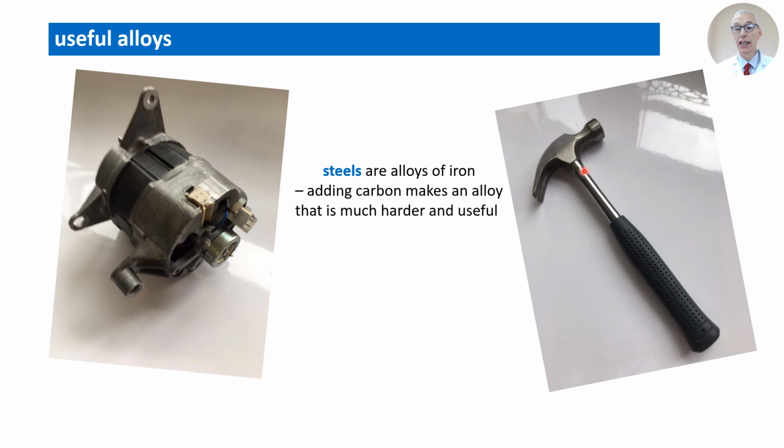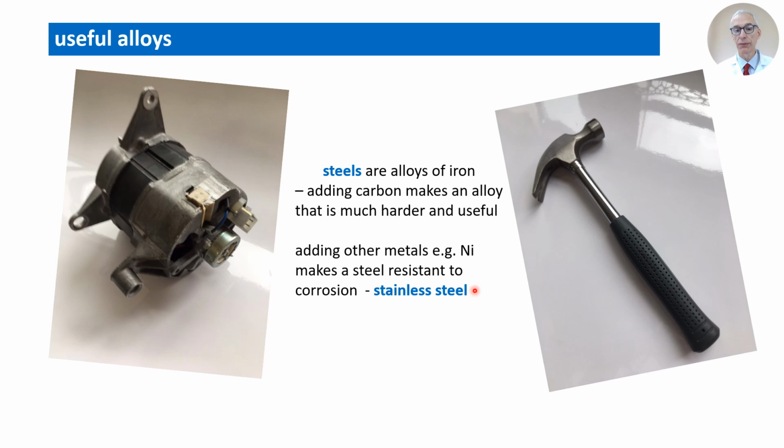You'll see here in the hammer, there's probably more than one type of steel used. It seems that this handle section is probably a stainless steel that is corrosion resistant, and that's achieved by adding other metals such as nickel, chromium. A further alloy you should be aware of is brass, a mixture of copper and zinc, around about 60% to 40%, something like 65 to 35. And it's another useful everyday alloy that you will meet.